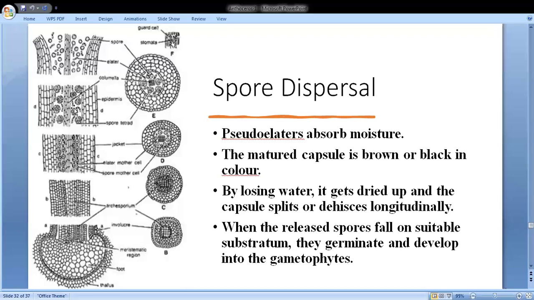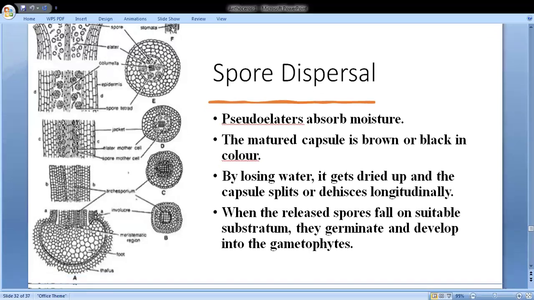When these spores and pseudo-elaters absorb the moisture, the matured capsule is brown or black in color. By losing water, it gets dried up, and the capsule splits or dehisces longitudinally. When the released spores fall on suitable substratum, they germinate and develop into the gametophyte. That is the spore dispersion.